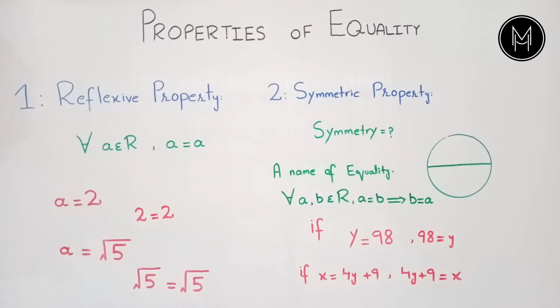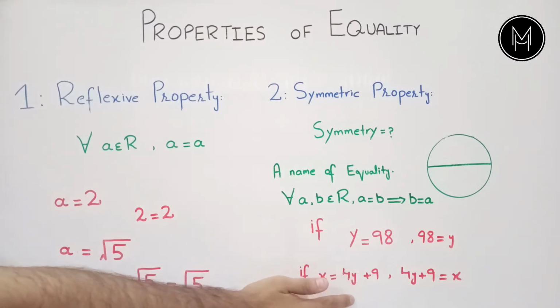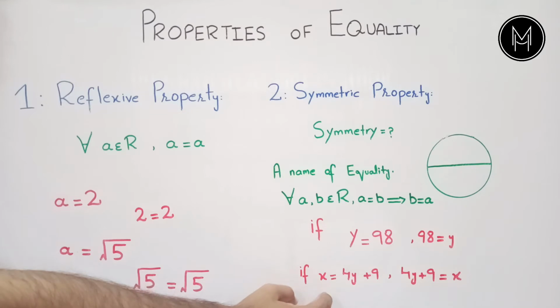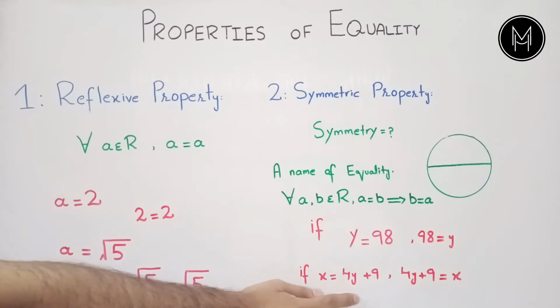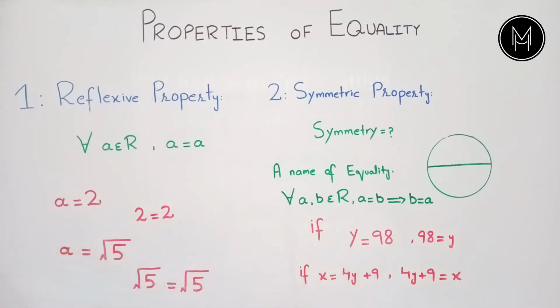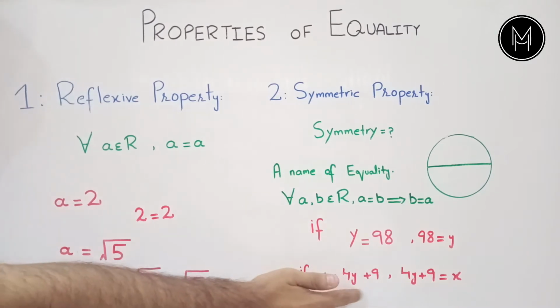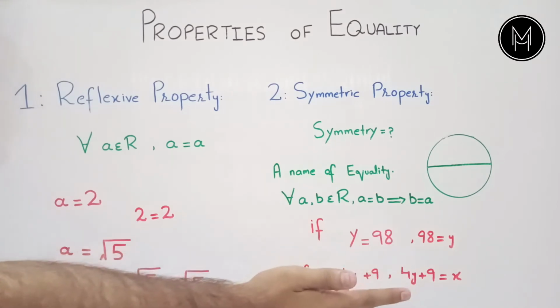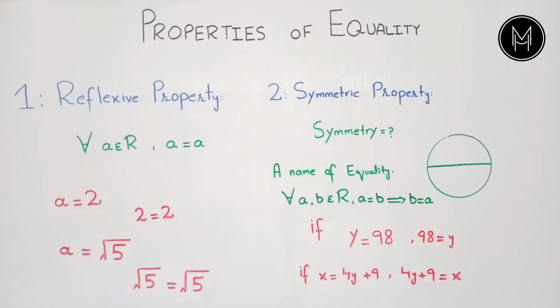Let's have another equation, x is equal to 4y plus 9. Now if we say that x is equal to 4y plus 9, then according to the symmetric property of equality, we can also say for sure that 4y plus 9 is equal to x. So this is the symmetric property.